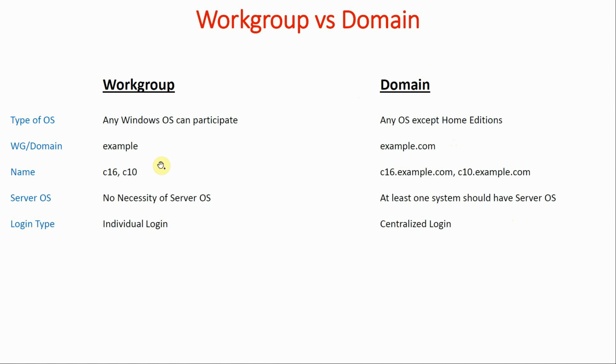Now what were the requirements? In our case, because we were implementing domain networking, we did not take the home edition. It was one server and one professional edition. So our system will be having this address c16.example.com, c10, and domain is example.com. And at least one system should be server OS. So in our case, one is Windows 10, another is 2016. In the case of Workgroup, there was no need for any server 2016 product.